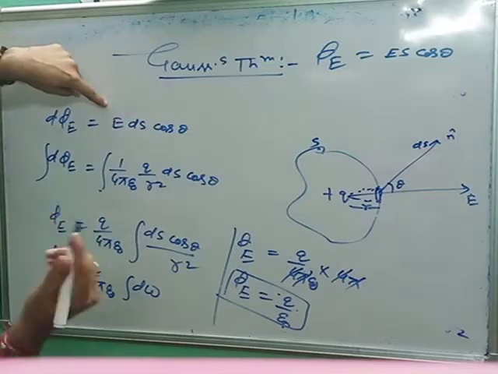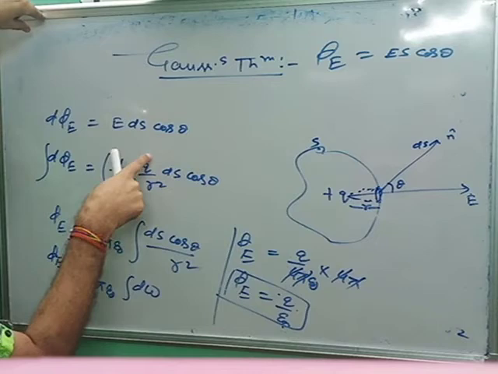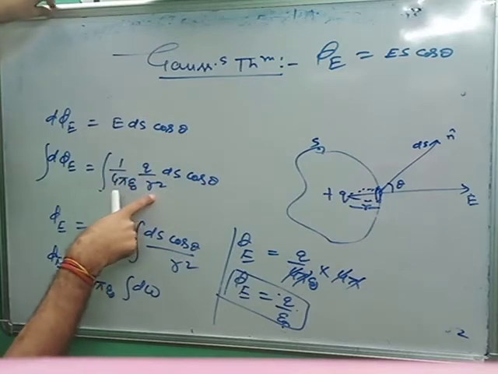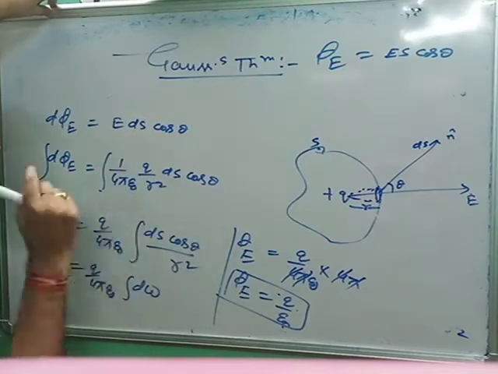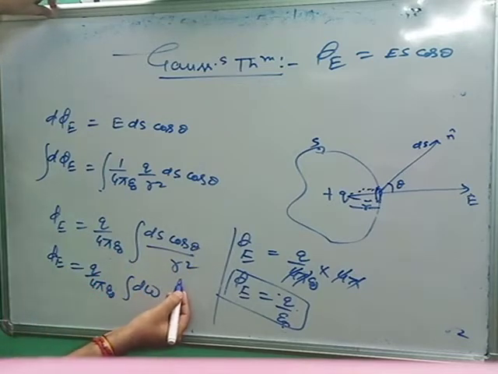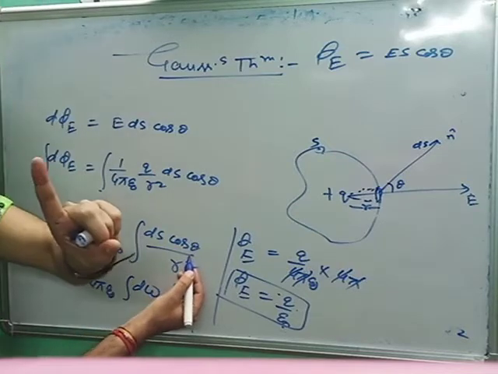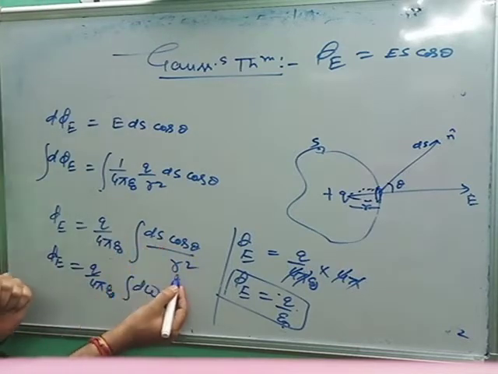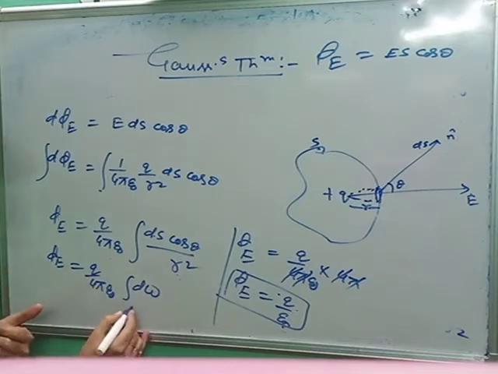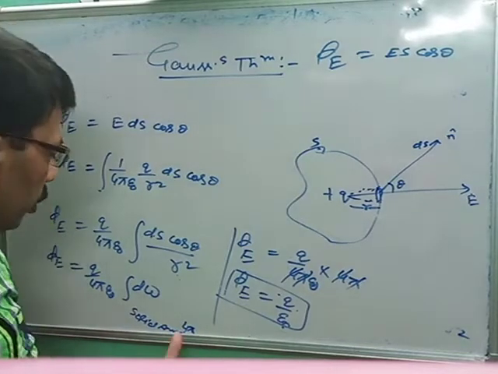From the previous lecture, the electric field is 1 upon 4 pi epsilon naught times q upon r square. This is the electric field times ds cos theta. q upon 4 pi epsilon naught is taken out, leaving ds cos theta upon r square. If theta is equal to 0, cos 0 is equal to 1, so we take ds upon r square, which is d omega, called the solid angle. Note down the point: the solid angle's value is 4 pi.